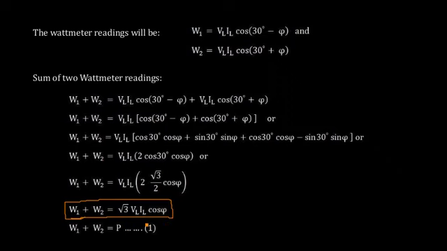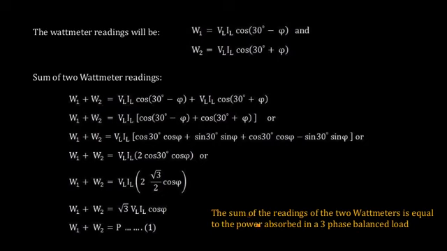Okay, now root 3 VLIL cos phi is the power that is consumed in a three-phase system. So the power consumed can be obtained as the sum of the wattmeter readings. So the sum of the readings of the two wattmeters is equal to the power absorbed in a three-phase balanced circuit with the two wattmeter method.